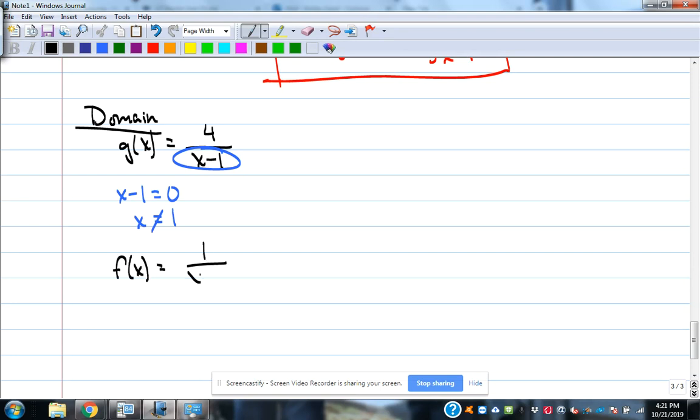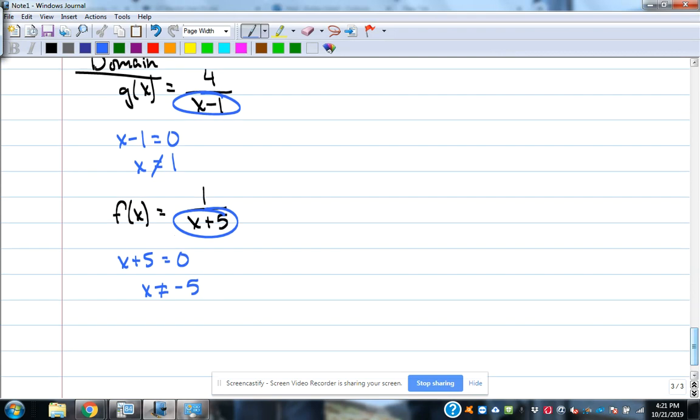If we go and then look at the domain of f of x, the original function for f of x is 1 over x plus 5. The denominator is where the problem lies when it comes to domain. So we set x plus 5 equal to 0. Yet x cannot be negative 5. Now here's where it gets a little sticky, because your restrictions are not just 1 and not just negative 5. What we've got to decide is we've got to answer this question: where is g of x equal to negative 5?